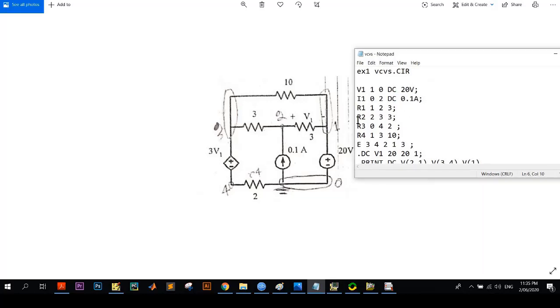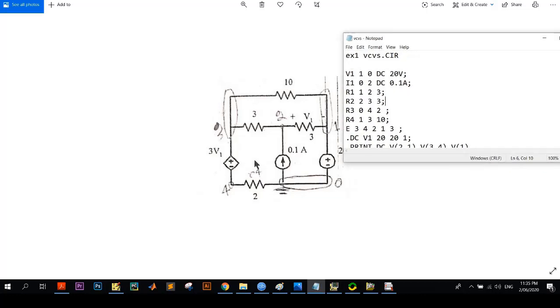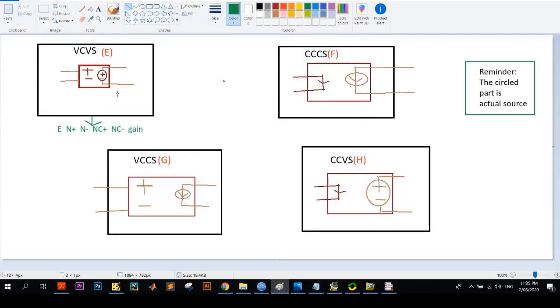Then we wrote the resistances. So R1 is between 1 and 2, and the value is 3 ohms. R2 is between 2 and 3, and the value is 3 ohms, and R3 is between 0 and 4, and the value is 2 ohms, and R4 is between 1 and 3, and the value is 10 ohms. Okay, so now we have to write the control source, right? And this rotated square is the voltage controlled voltage source symbol. We use this in a circuit, but in PSpice we will use something like this.